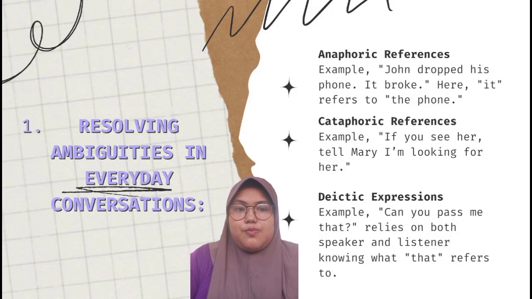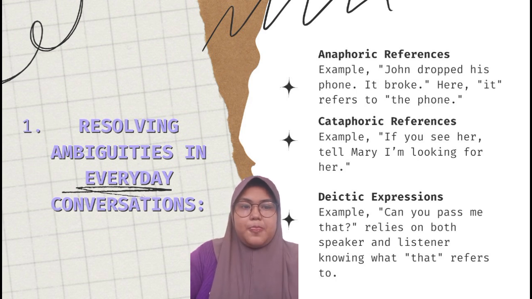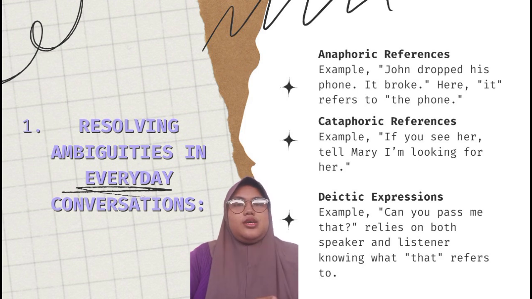The application in spoken form. The first is resolving ambiguities in everyday conversation. The first is anaphoric reference, referring back to something already mentioned in the discourse. For example, John dropped his phone. It broke. Here, the word it refers to the phone.